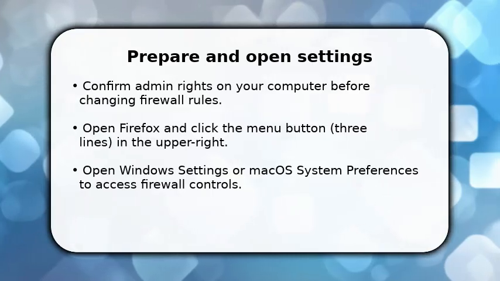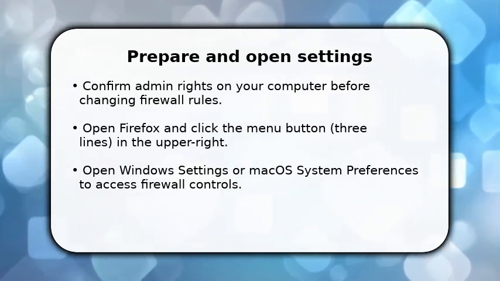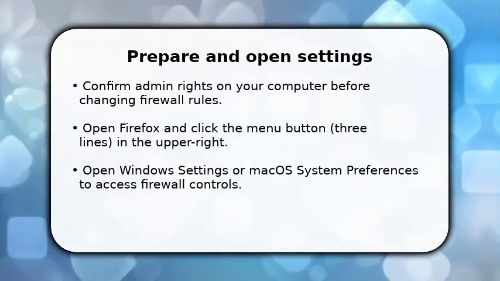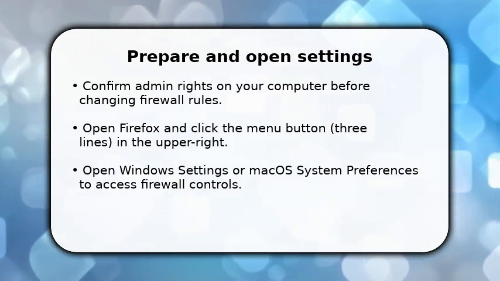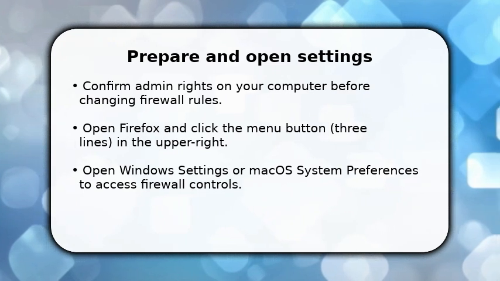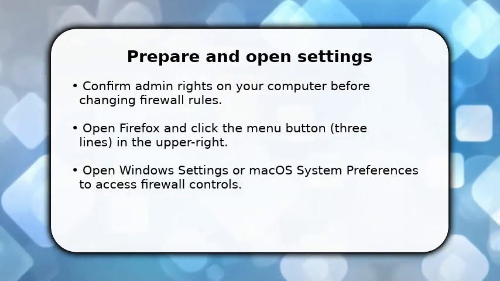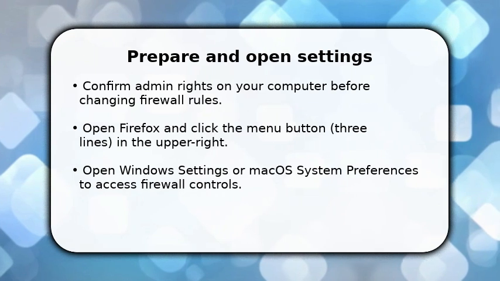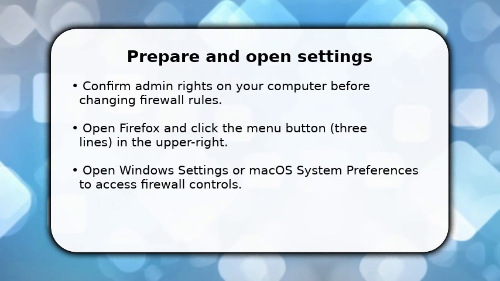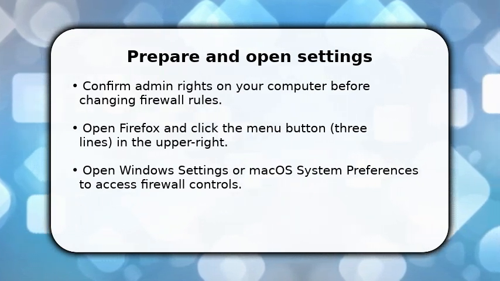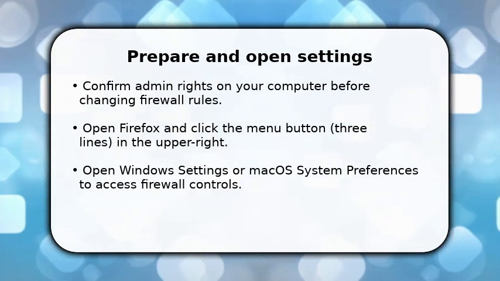You need administrator access to change firewall behavior. First, open Firefox and keep it running so you can test changes immediately. Then open your operating system firewall settings, Windows Start Settings Privacy and Security Windows Security, or Mac OS System Preferences Security and Privacy. Once you have both windows visible, make sure you know which firewall is active, so you only modify the rule for Firefox and not other critical protections.